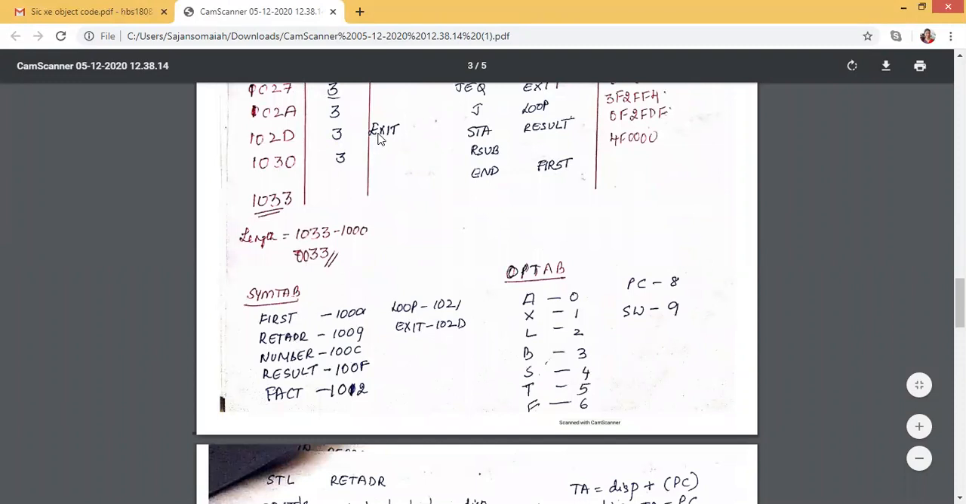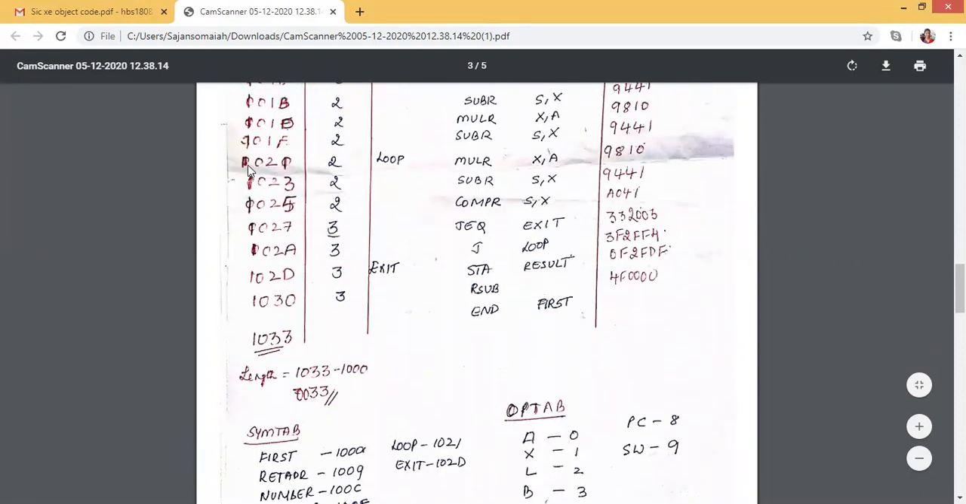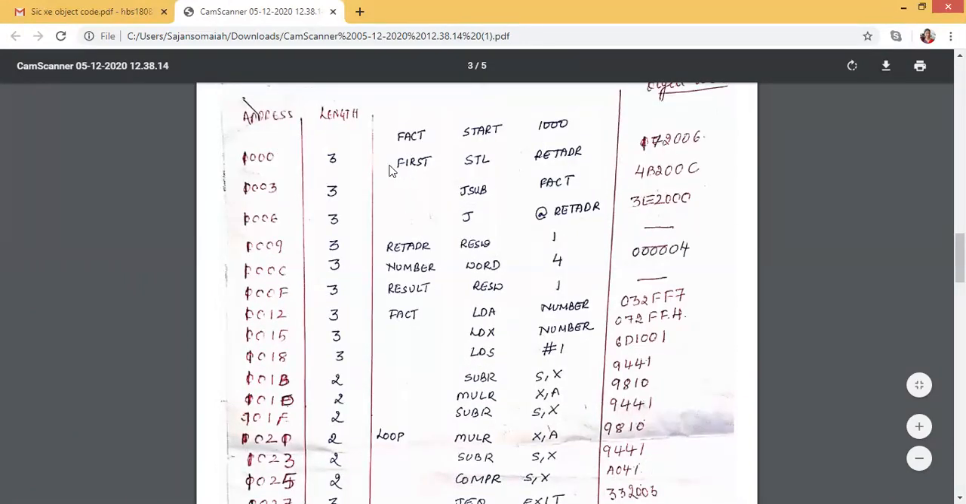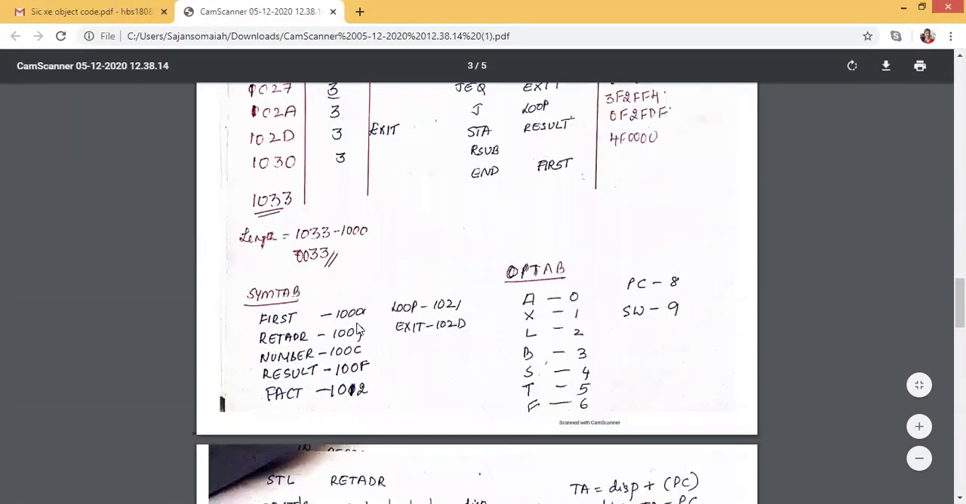For example, see here, EXIT has an address of 102D. LOOP has an address 1021. Likewise, we have to store for the others also. FIRST has 1000. See here, FIRST has 1000. So this is how we store the addresses of each of the labels in SYMTAB.